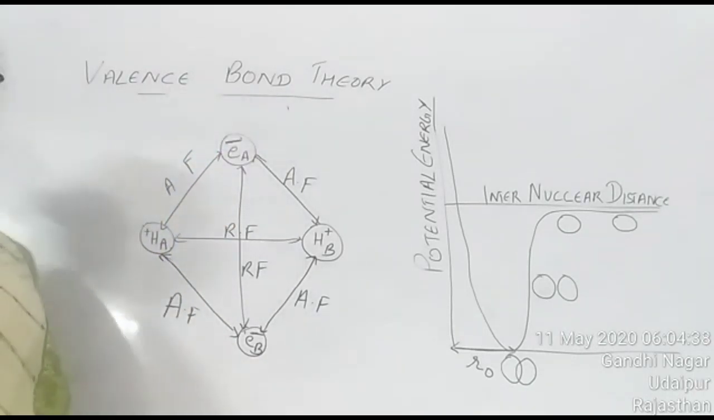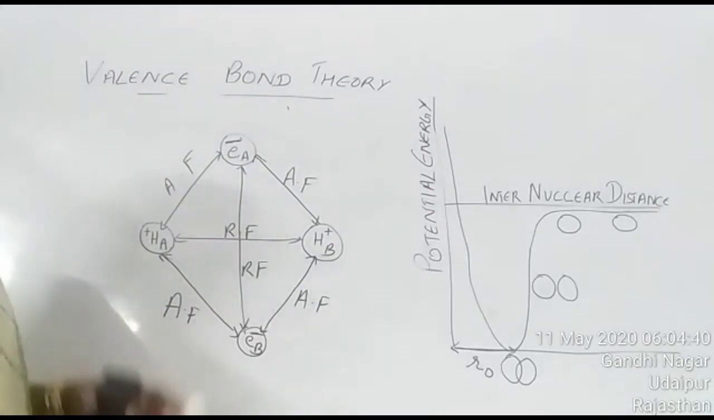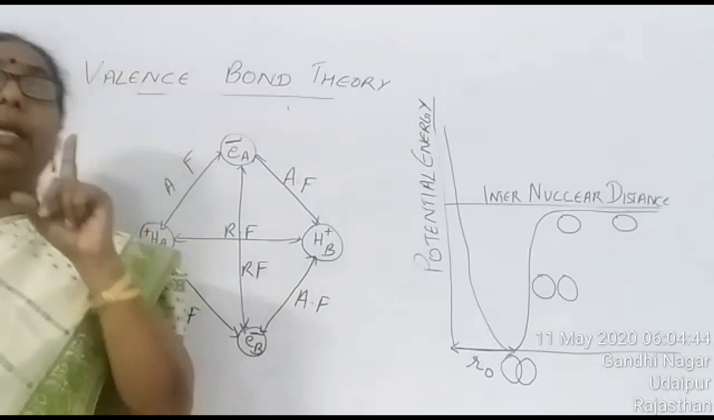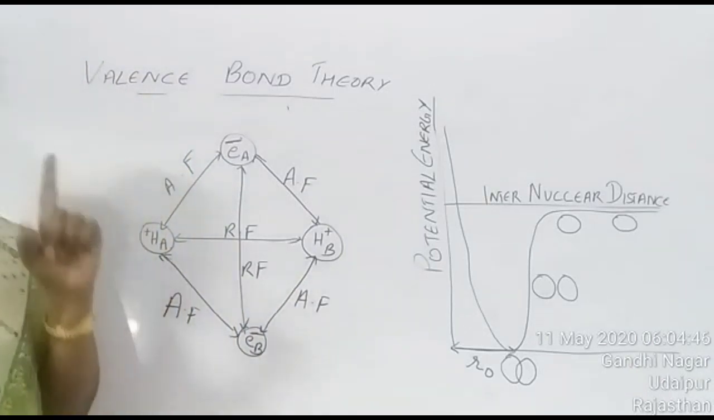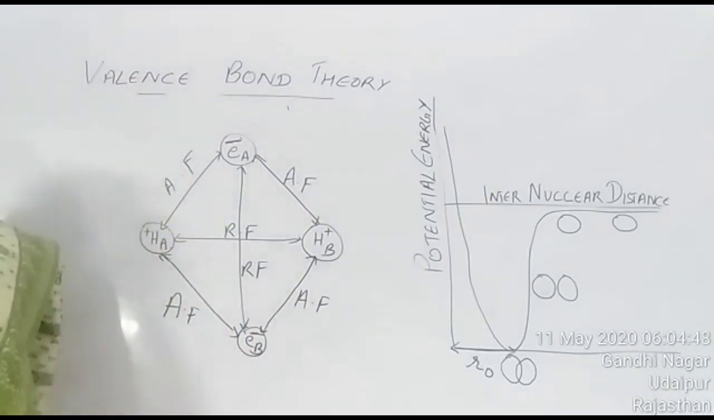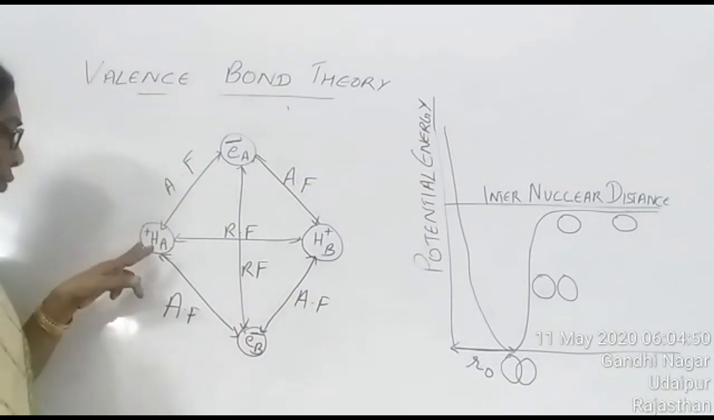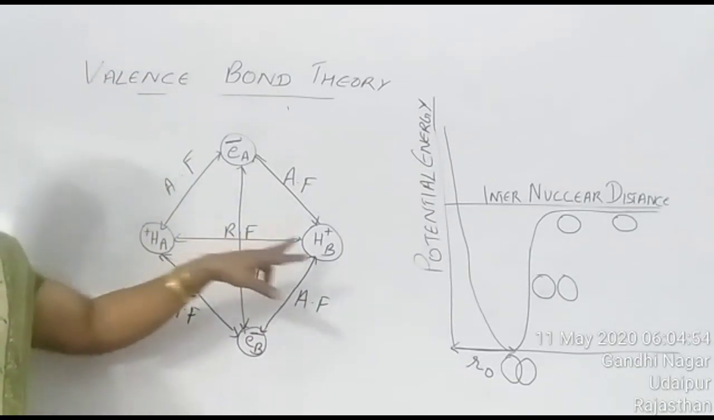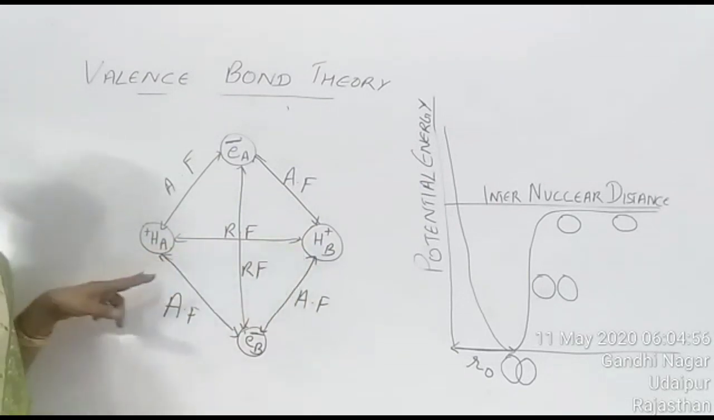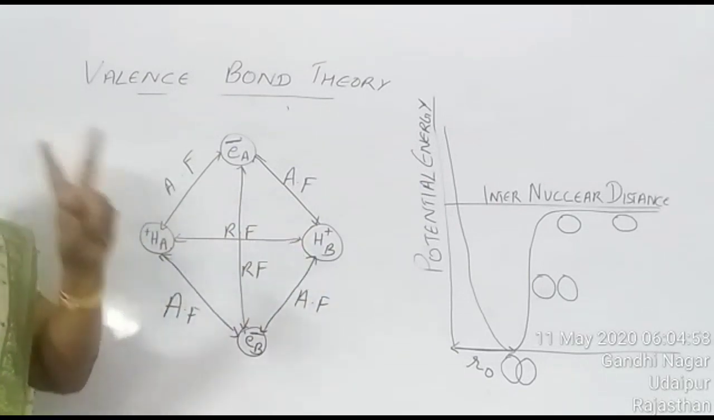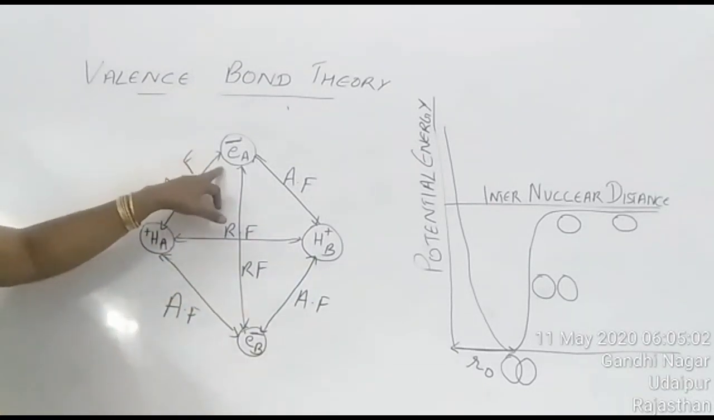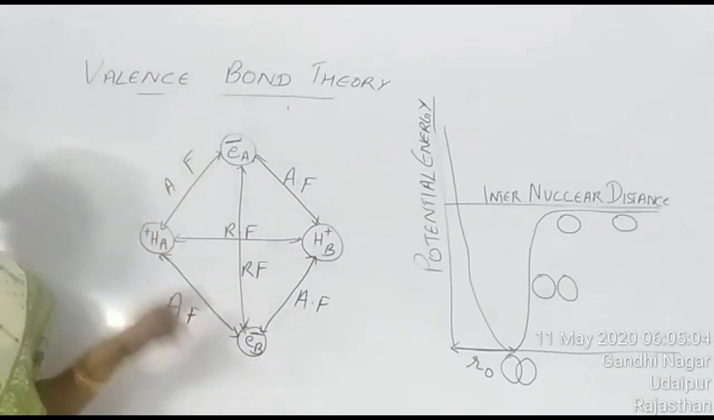Children, you know the electronic configuration of hydrogen. Hydrogen possesses 1 electron in the 1s orbital. Now you consider 2 hydrogen atoms, that is, the nuclei Ha and Hb. Ha and Hb represent the 2 nuclei of the 2 hydrogen atoms A and B, and Ea and Eb represent the electrons in them.